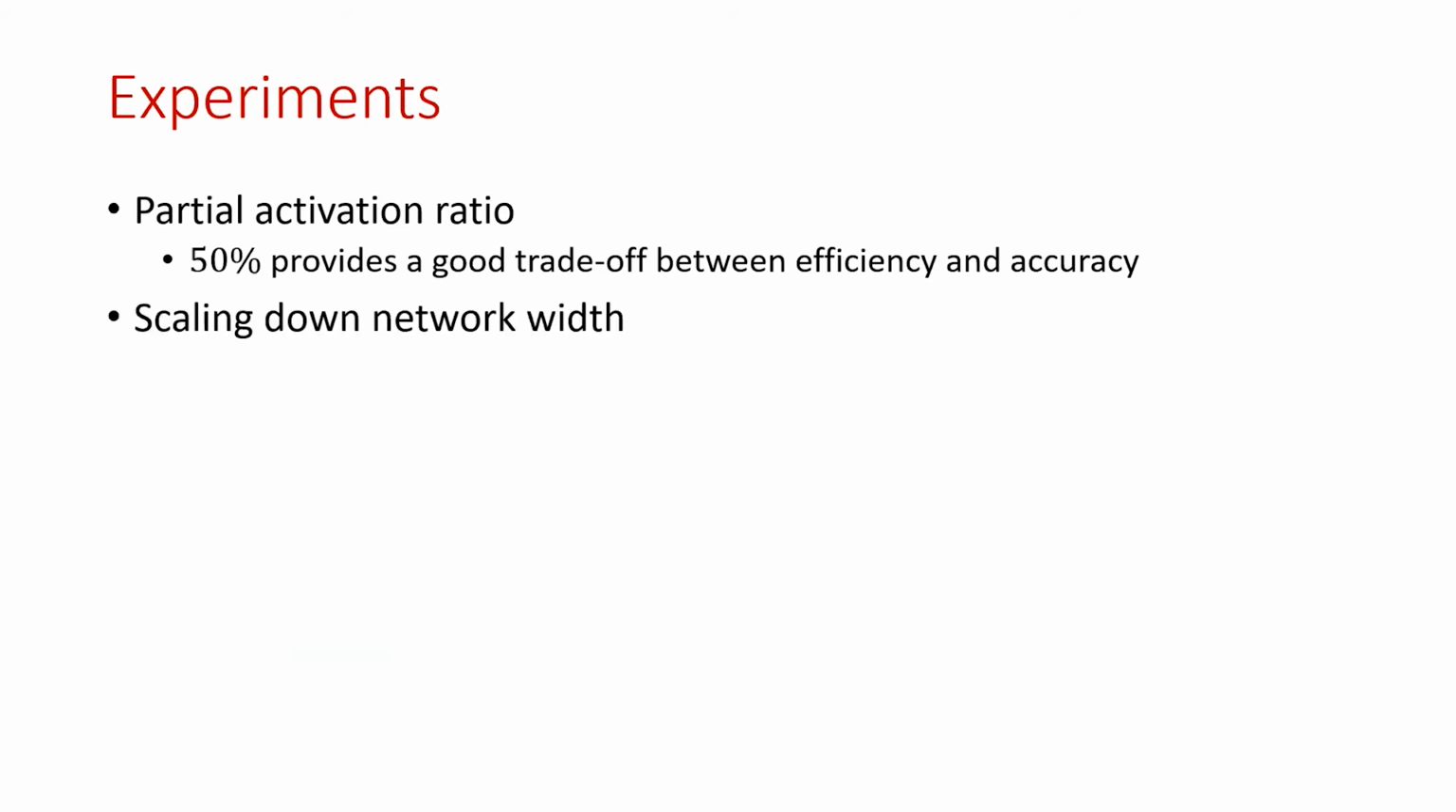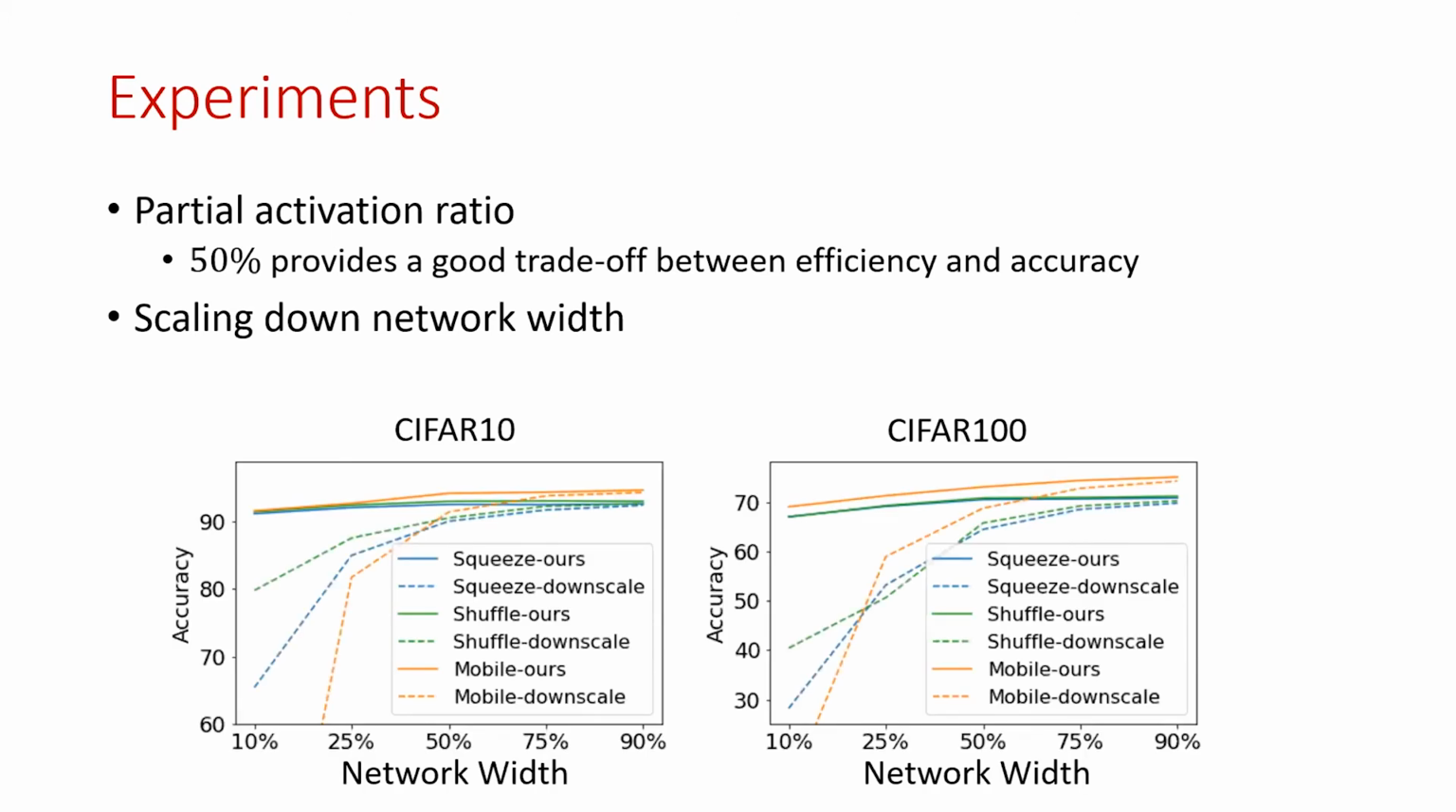We also wanted to make sure that the neural network doesn't just ignore the linear branch in the partial activation layer. So we compare the results of the partial activation layer with scaling down the neural network by the same ratio, which simply means dropping the linear branch in the partial activation layer. And in all of our experiments, it is clear that the scaling down is inferior to partial activation layers, which really proves that the neural network learns during training how to use both the linear branch and the nonlinear branch.